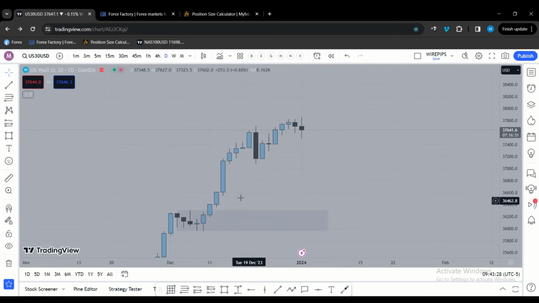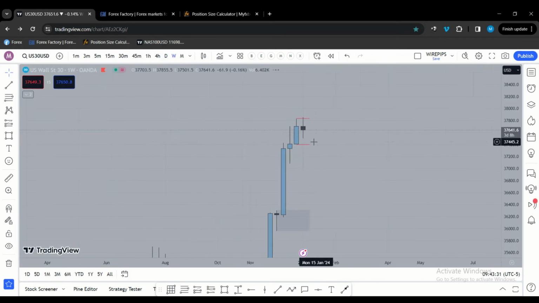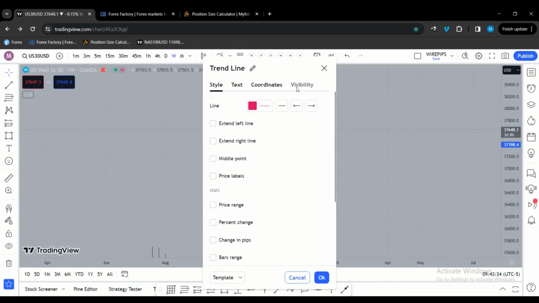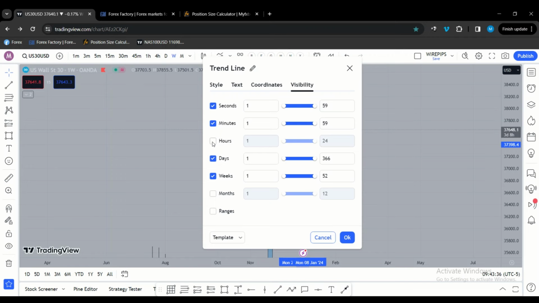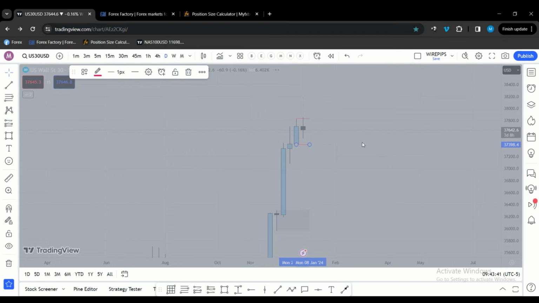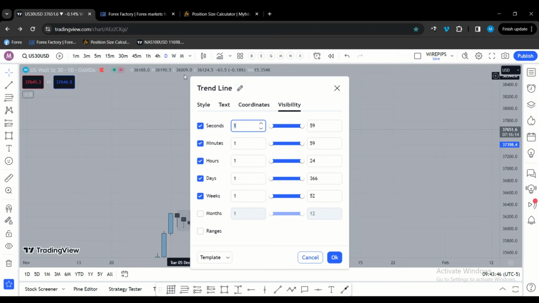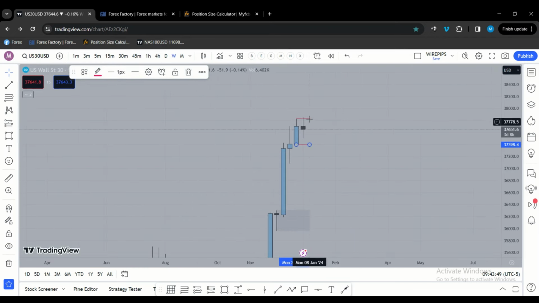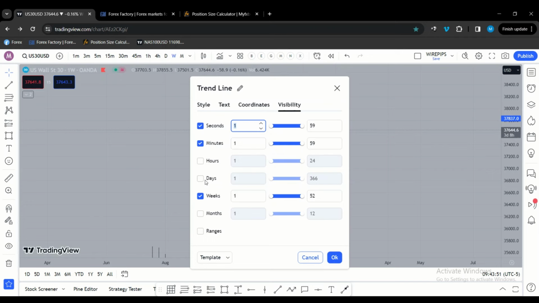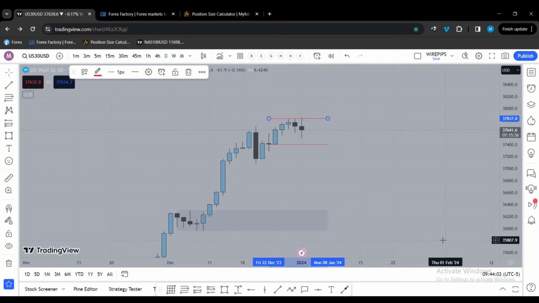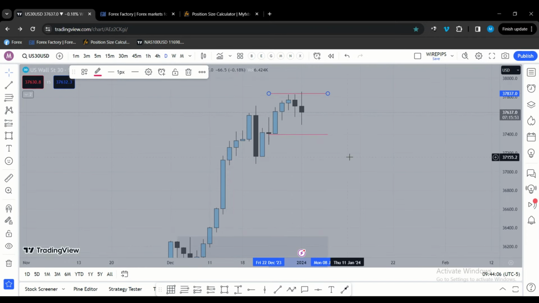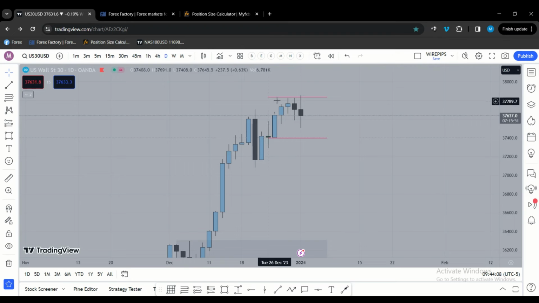Here on the daily time frame, I have to make this visible for the daily time frame, and 1 hour. Let's go back to the weekly and make this visible. Okay, here on the daily time frame, we can clearly see this is our previous week range. This is our previous week high here, and this is our previous week low here.